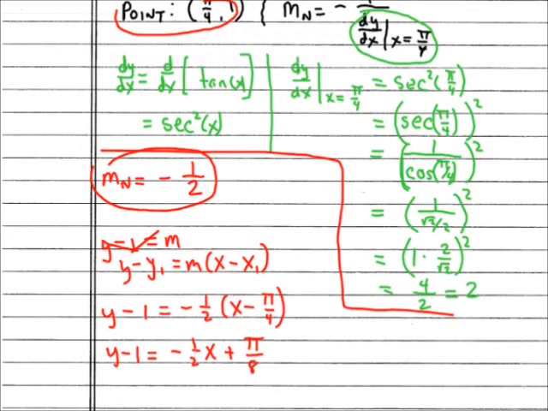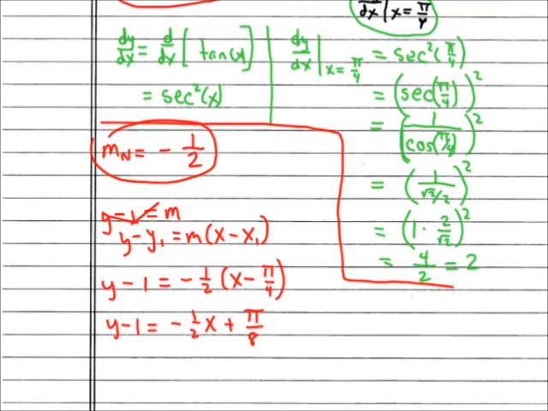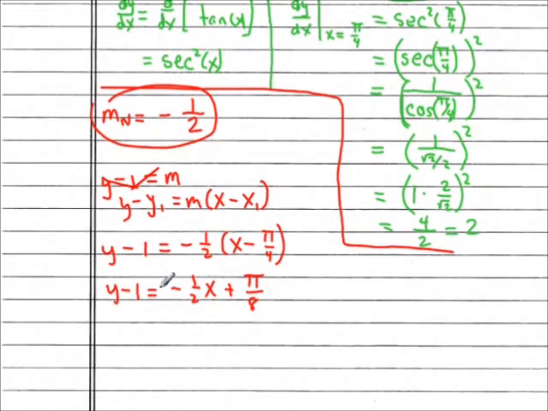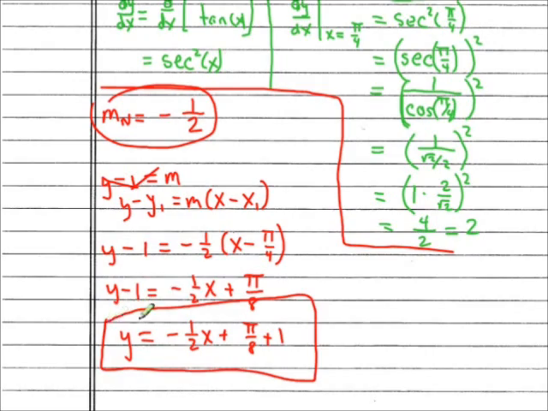And then we need to add the 1 to both sides, so that we have y is equal to negative 1/2 x plus our pi over 8 plus the 1 that we've added to both sides. And I suppose we could combine these terms, but we'll be happy with this result, and stop at this point. There's the equation of our normal line.